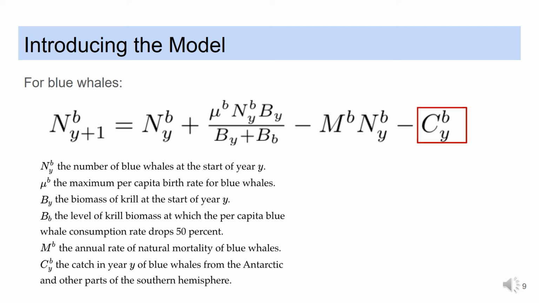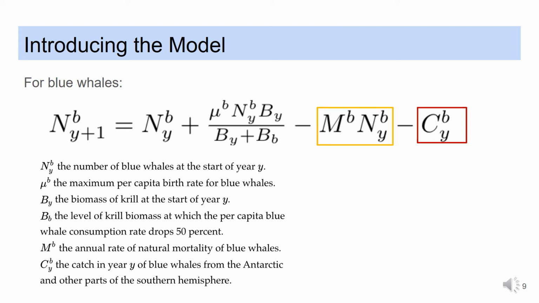The last term on the right side of the equation represents the amount of blue whales harvested in that year. This is why it's being subtracted in the equation. Because of the harvesting, the population is reduced. If you remember how I mentioned that they were heavily harvested until the 1970s, I would like you to think about how this would affect their population.